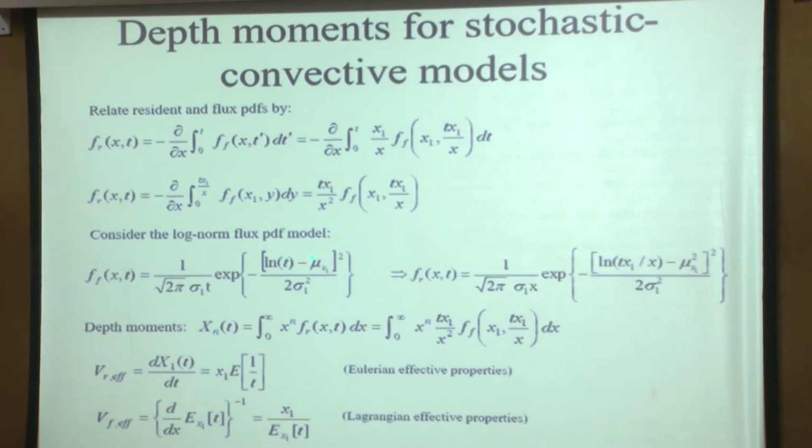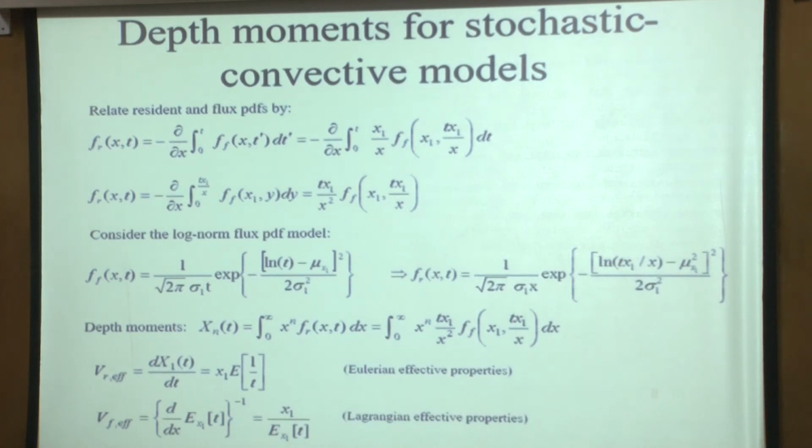It has two parameters, mean and standard deviation or variance, after the data is transformed. If I do this, this is my expression for flux concentration. I can use this to write what the resident concentration distribution should be. And therefore, from this resident concentration distribution, I can calculate my depth moments. In this case, I'm doing depth moments, 0 to infinity. I can compute this, and I'll get an expression.